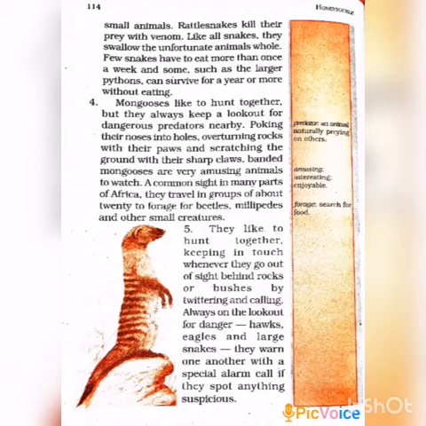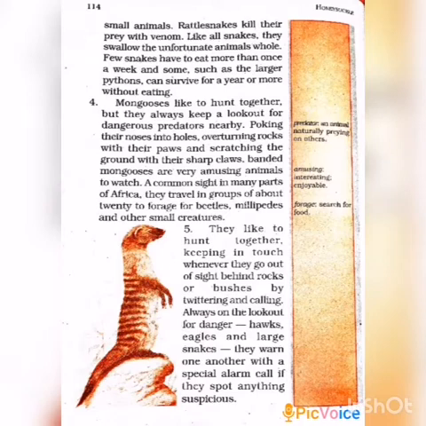Page number 140. The rattlesnakes kill their prey with venom. Like all snakes, they swallow the unfortunate animals whole. Few snakes have to eat more than once a week, and some, such as larger pythons, can survive for a year or more without eating.